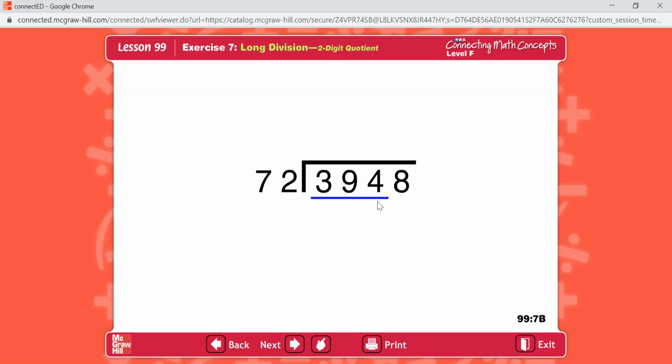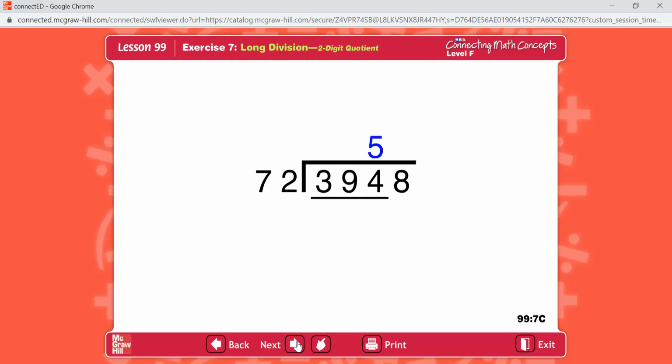The estimation problem you'll work is 39 divided by 7. There are 39 tens in this, and there's 7 tens in this. The closest you can get is 5. 39 divided by 7 is 5. That's going to go above the 4.